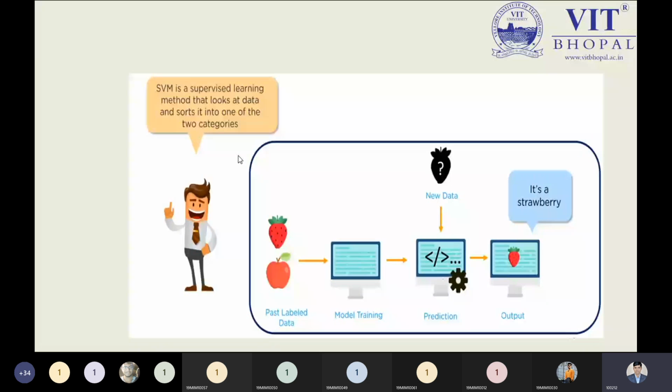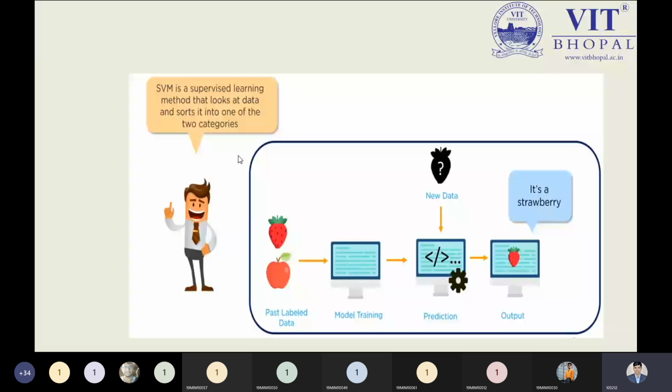Finally, what you are observing here is that a support vector machine is a supervised learning method that looks at the data and sorts it into one of two categories. If we are saying two categories, it means I'm talking about binary classification, where the values are 0 or 1, true or false, yes or no, or maybe two different values. Here we have two different values, those belonging to strawberry and apple. Okay, so this is the point.